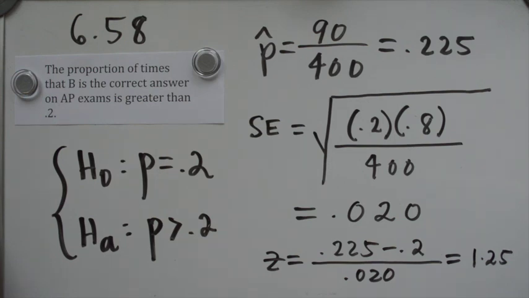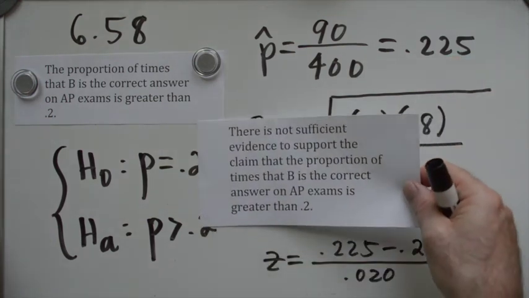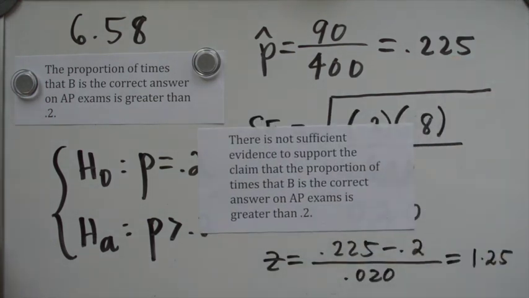We would still find that the p-value of this evidence is 10.6%, and we would still say that there is not sufficient evidence to support the claim that the proportion of times that B is the correct answer on AP exams is greater than 0.2. We'd come to exactly the same conclusion because our standard error from simulation agrees exactly with our standard error from theoretical calculation. So that brings a conclusion to problem 6.58.